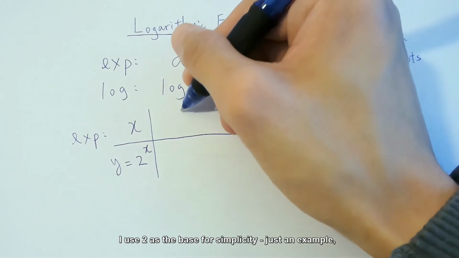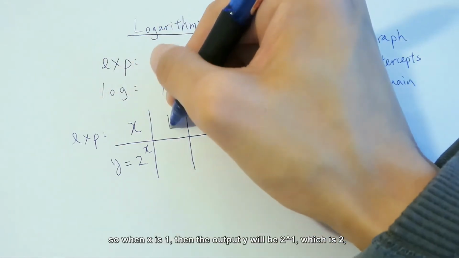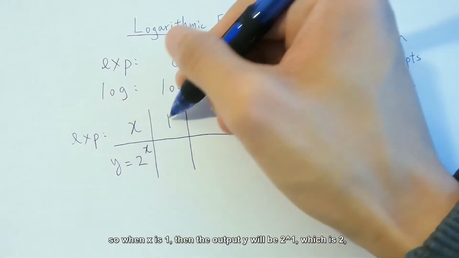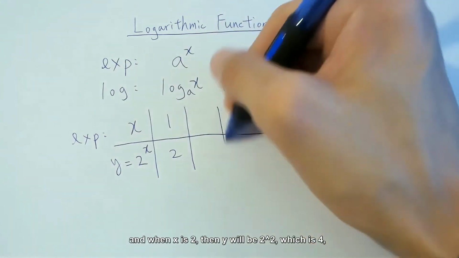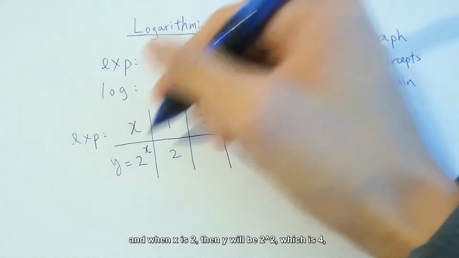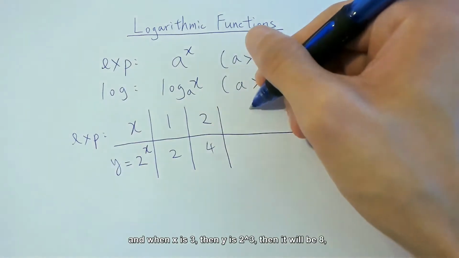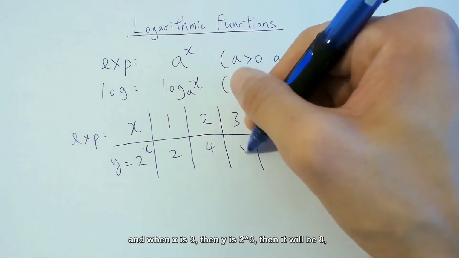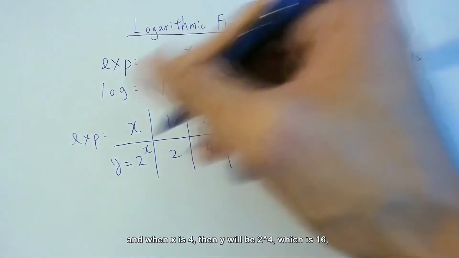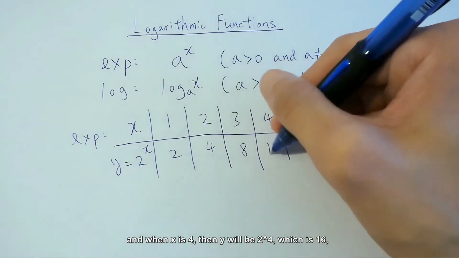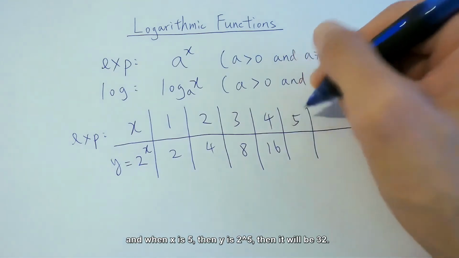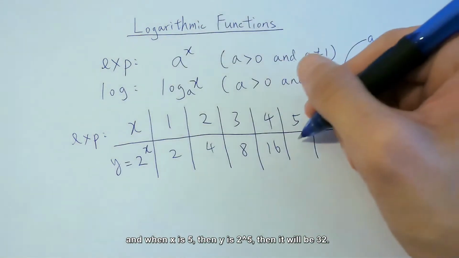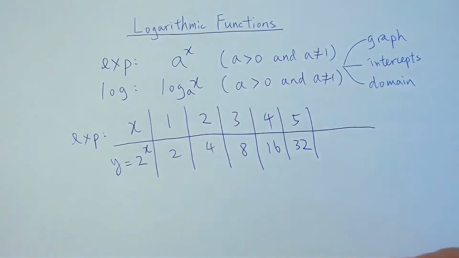Just an example. So when x is 1, then the output y will be 2 to the power 1, which is 2. And when x is 2, then y will be 2 to the power 2, which is 4. And when x is 3, then y is 2 to the power 3, then it will be 8. And when x is 4, then y will be 2 to the power 4, which is 16. And when x is 5, then y is 2 to the power 5, then it will be 32.